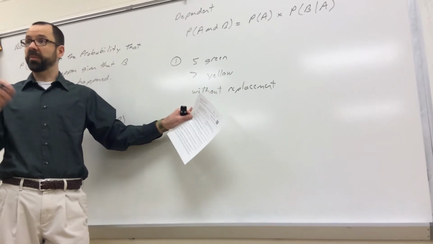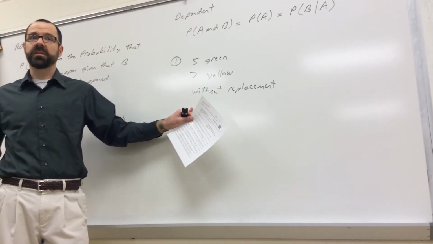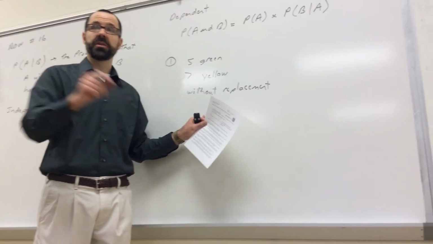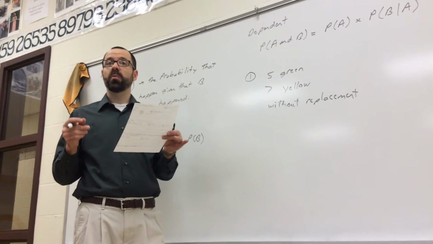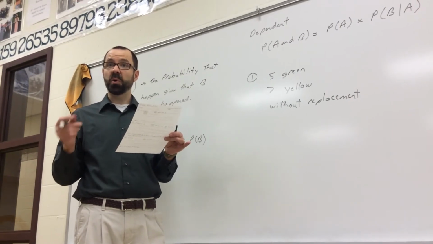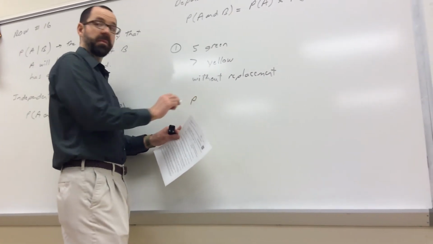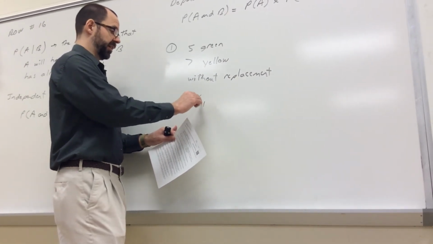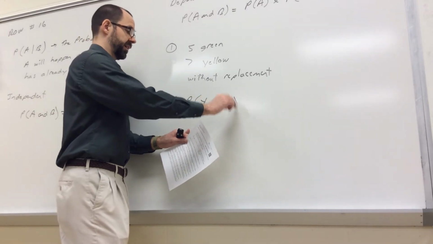So we're going to grab a pencil and not put it back. It's without replacement. And then we're going to grab another pencil. Okay, so the question is, what is the probability that they are both yellow? So the question is the probability of getting yellow the first time and yellow the second time.